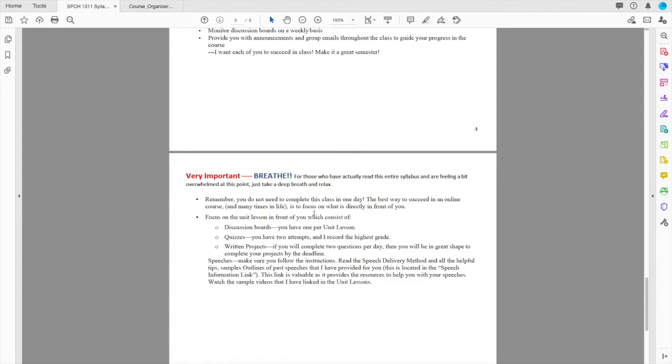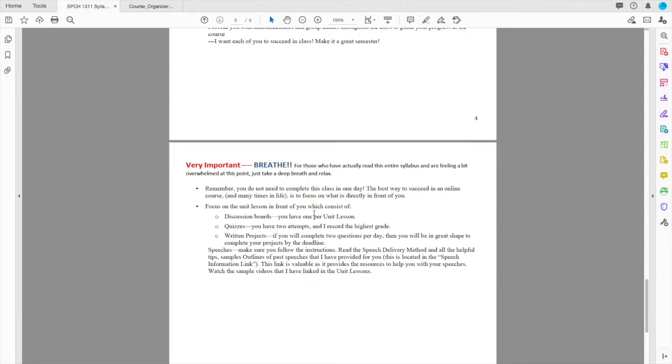Focus on the unit lesson in front of you, which consists of discussion boards. You have 1 per unit lesson. Quizzes, you have 2 attempts, and I record the highest grade. You've got 2 written projects. If you will complete 2 questions per day, then you will be in great shape to complete your projects by the deadline. You've got those major speeches.